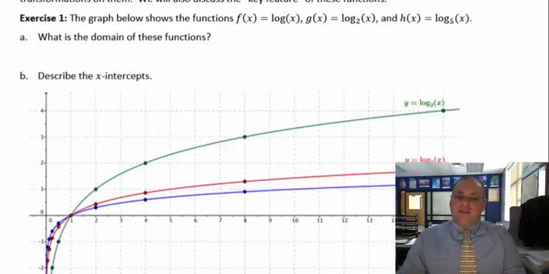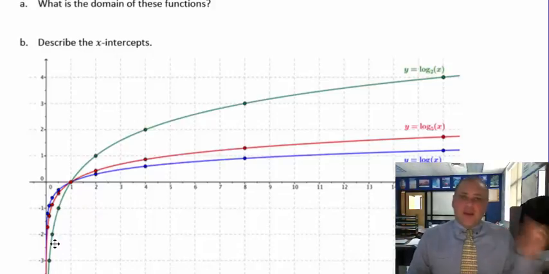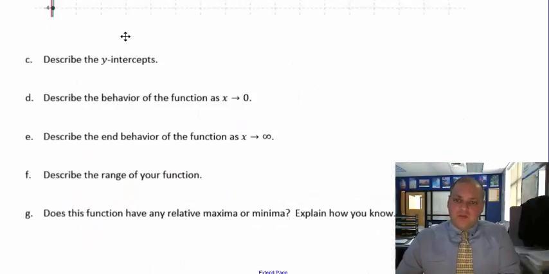So what is the domain of these functions? Well, the domain is how far left and right we're going, and you could tell that these functions do not cross the x-axis, so they don't go past 0 to the left. When you're talking about left and right, they don't go past 0. All right, so 0 is the left part of the domain there.